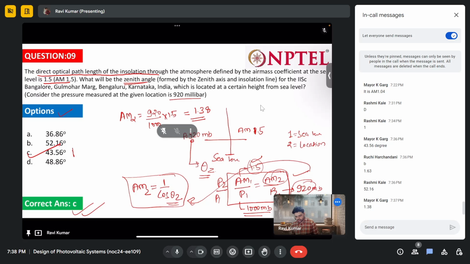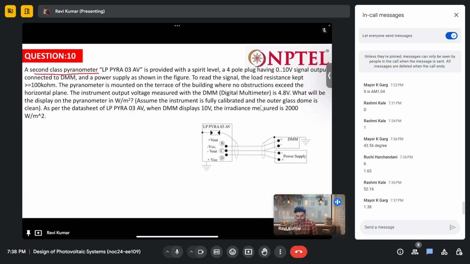So next question. It says it is a second class pyranometer. This is a model of pyranometer which is provided with a spirit level. Spirit level is just to balance, and it has a 4 plug with a 0 to 10 volt signal, so it can produce 0 to 10 volt signal output. It is connected with this DMM, the module, and power supply as shown in the figure. This is the power supply, how it is being connected. To read the signal, the load resistance is kept more than 1000.